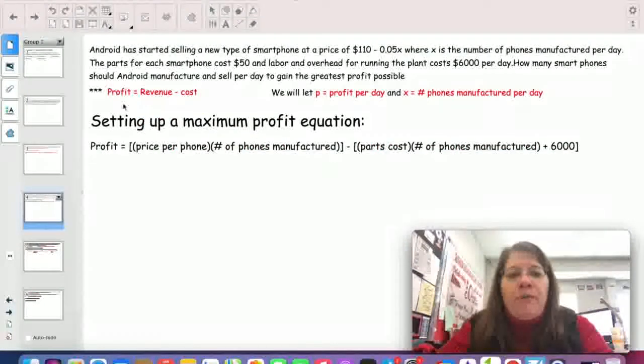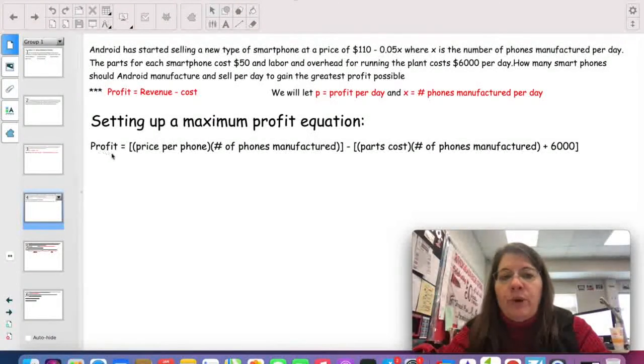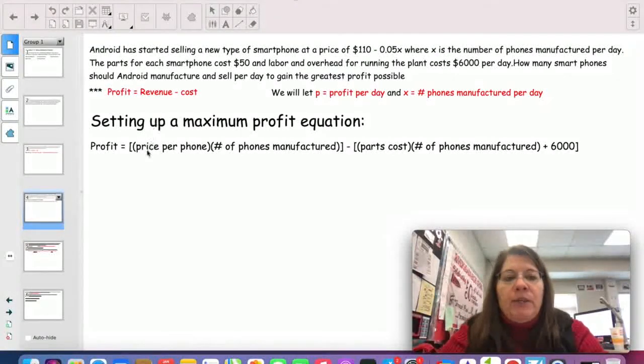So if we use profit is equal to revenue minus cost, what we need to do here is think of a math expression for revenue and subtract from that a math expression for cost, using P and x as our two variables. P represents the total profit, and then revenue minus the cost. Now, where did this equation come from? Well, if you think about it, revenue is going to be the price per phone times the number of phones manufactured. That's the total revenue, assuming you're selling all of the phones produced.